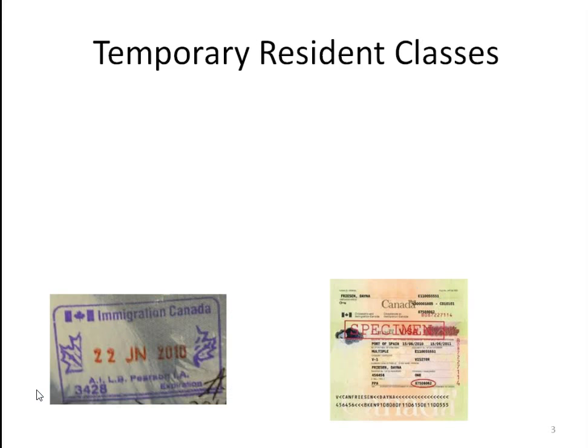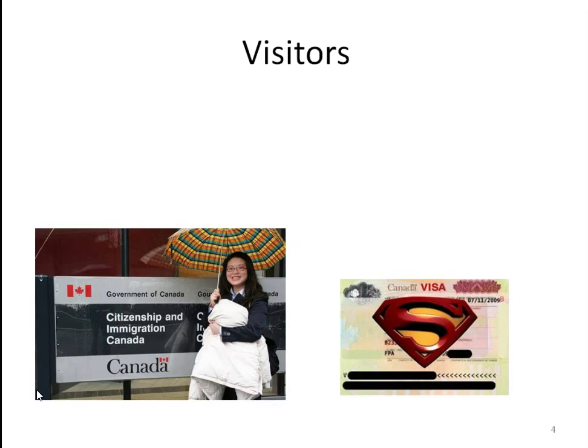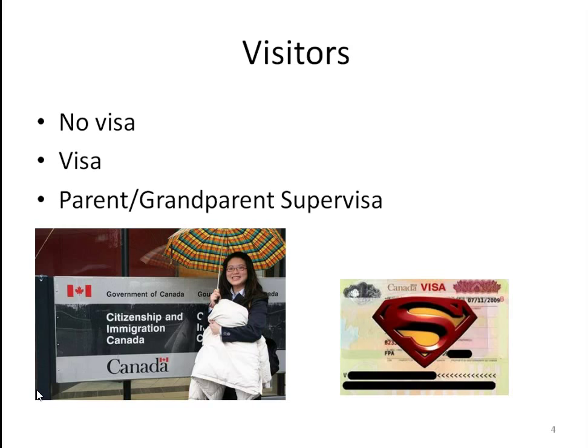And also, in the temporary resident classes, we have visitors categories, students, workers, and permit holder class. When it comes to visitors, people enter Canada with no visa, or people can enter Canada with visa requirements, or they can use the parent-grandparent super visa, a popular choice these days.